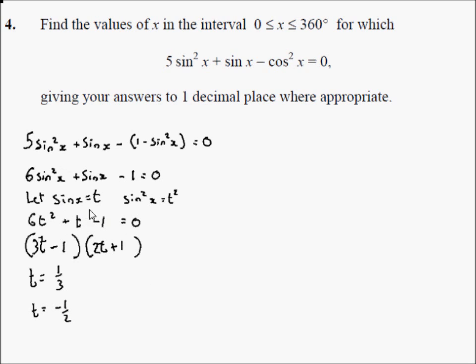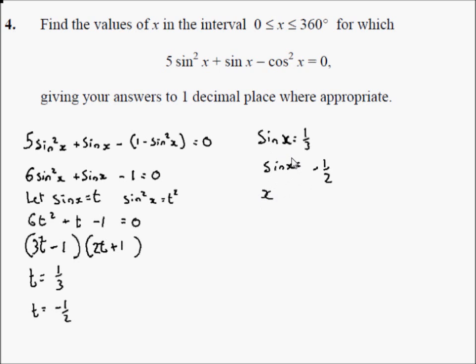Let's go back to this sin x equals t. So that means sin x is equal to a third, and sin x equal to minus a half. So from here on it's just a basic plug the numbers in, and then you just use your plus or minus, 180 minus your x, and then plus or minus 360 into that.